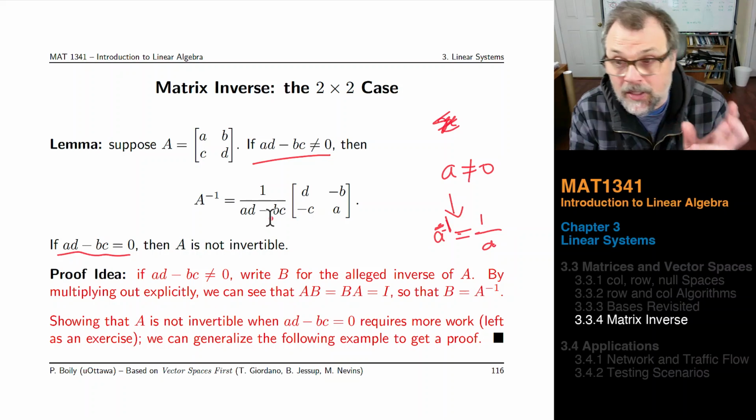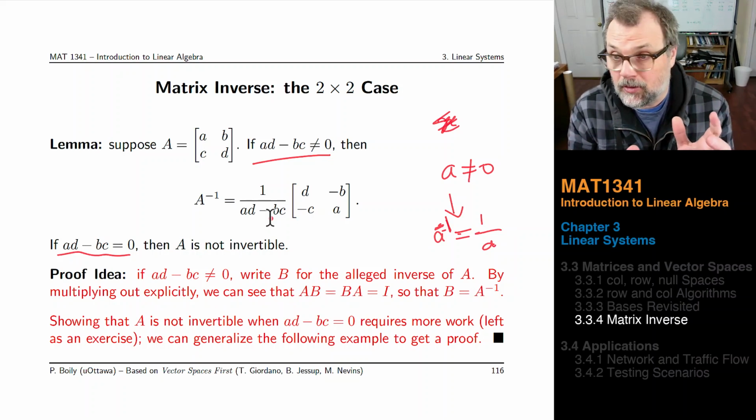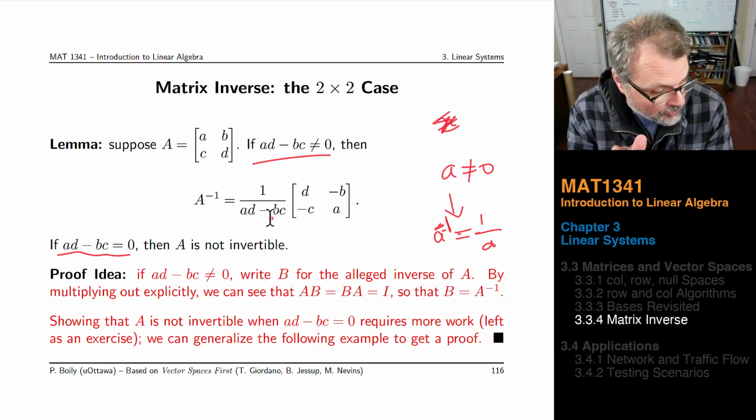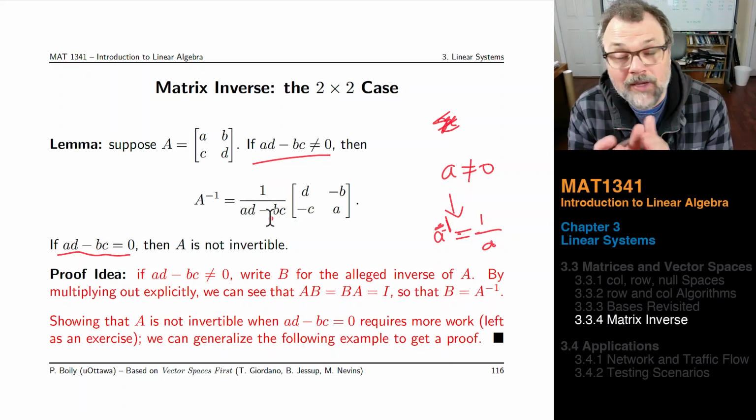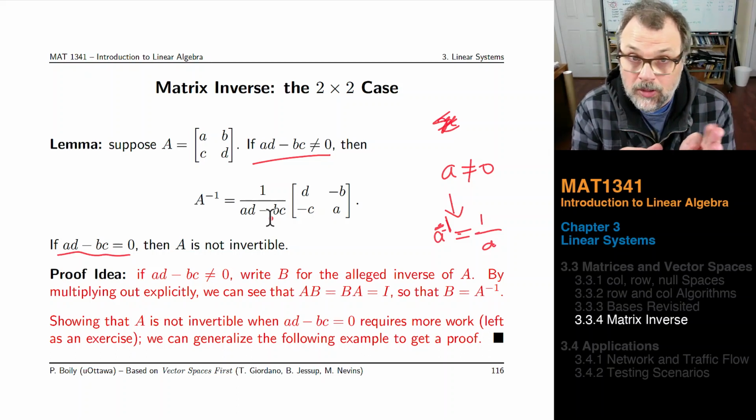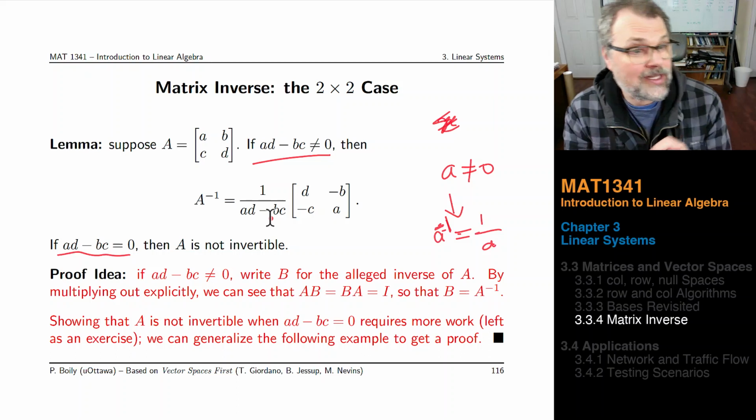And that's going to be the critical condition. If the determinant of a matrix is 0, that matrix is not invertible. If the determinant is not 0, then it is invertible.